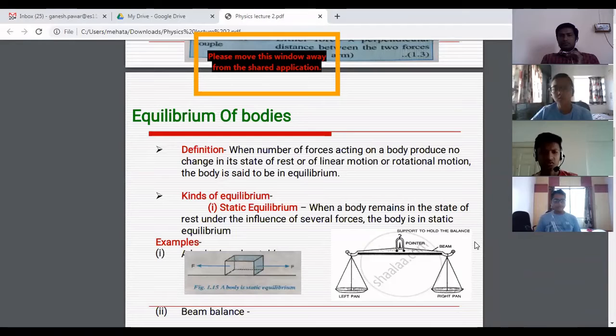Equal and opposite forces. No, that is different. Now, everyone, please pay attention here. Equal and cancelling forces. Yes, you can say that.